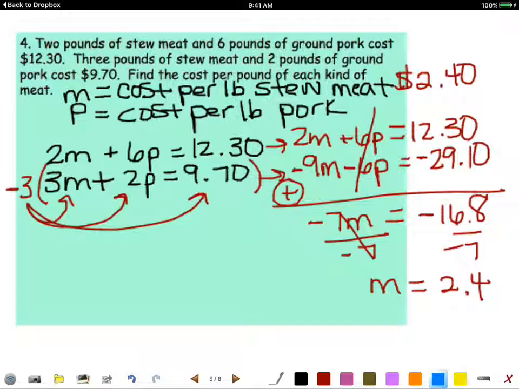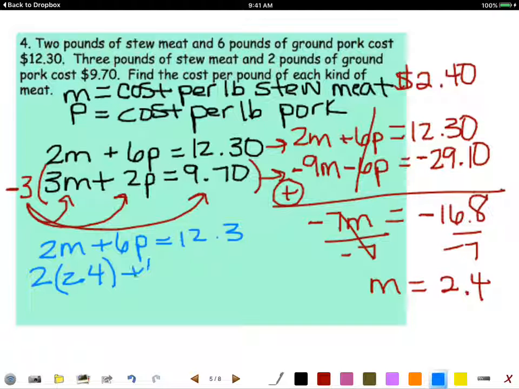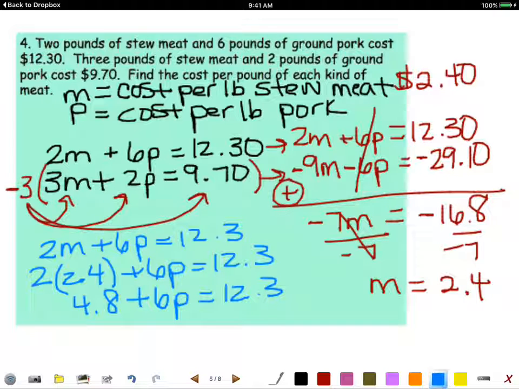Now, we still need to figure out how much the pork is. So what do we do? We just plug that in for M. Very good. We plug that in for M. I'm going to take the first equation, 2M plus 6P equals 12.3, and I'm going to plug it in for M right here. 2 times 2.4 plus 6P equals 12.3. 2 times 2.4 is 4.8 plus 6P equals 12.3.